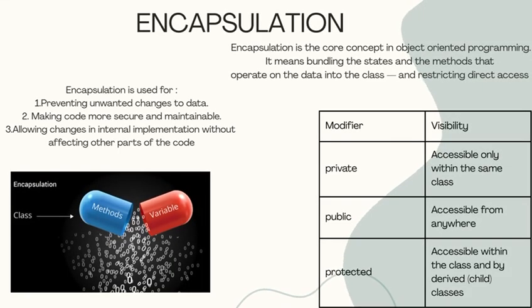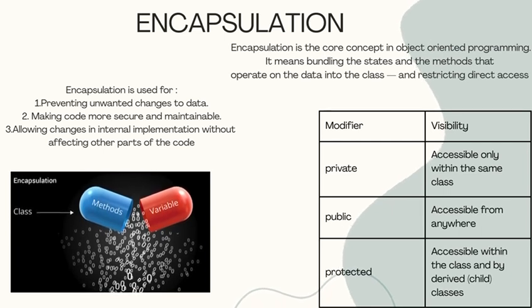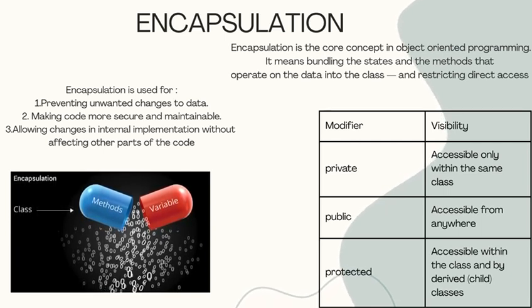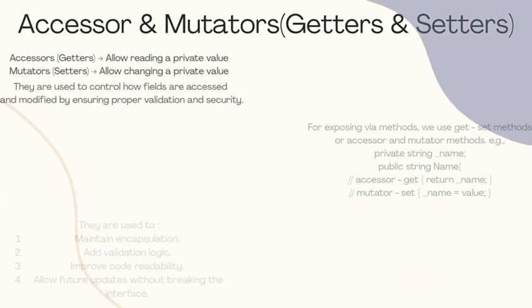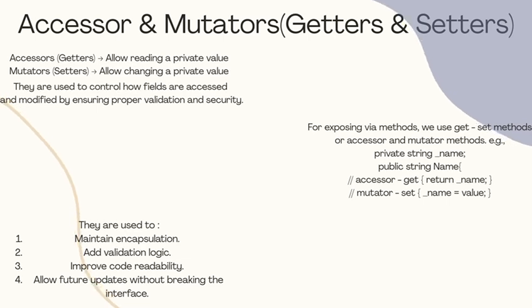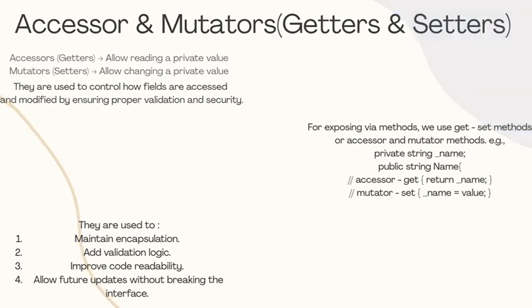Encapsulation is a core principle of OOP. It means keeping an object's state private and only exposing it through methods. This prevents unwanted changes to data, makes code more secure, and allows us to make changes internally without affecting other parts of the program. To implement encapsulation, we use accessors and mutators, also known as getters and setters. These methods allow us to read and modify private values safely with validation. In C#, we often use properties with get and set keywords for a clean and readable approach.